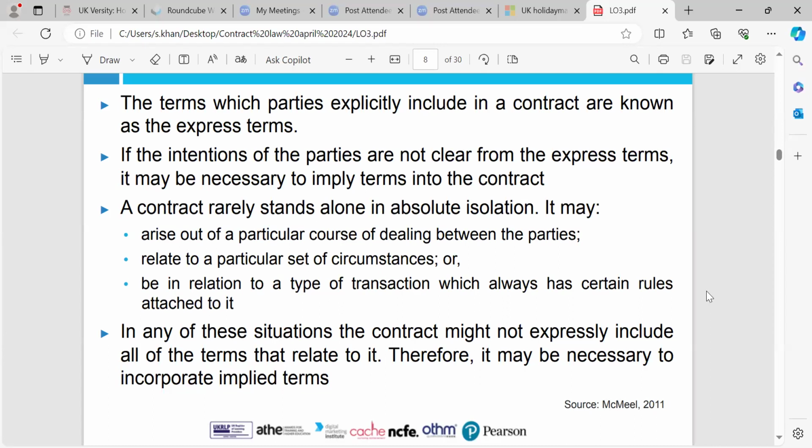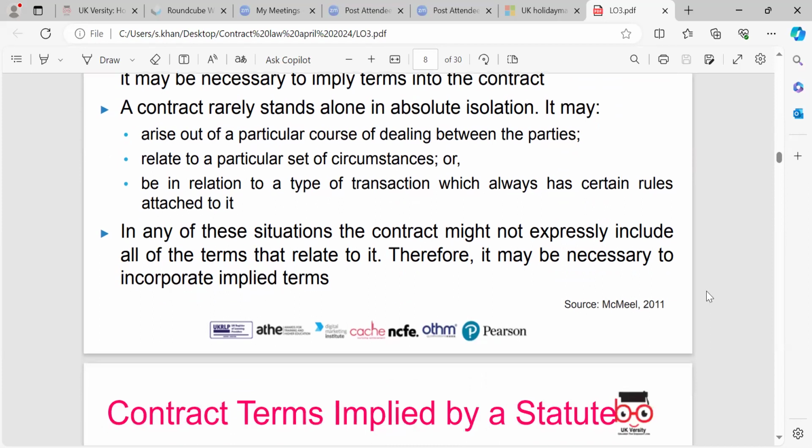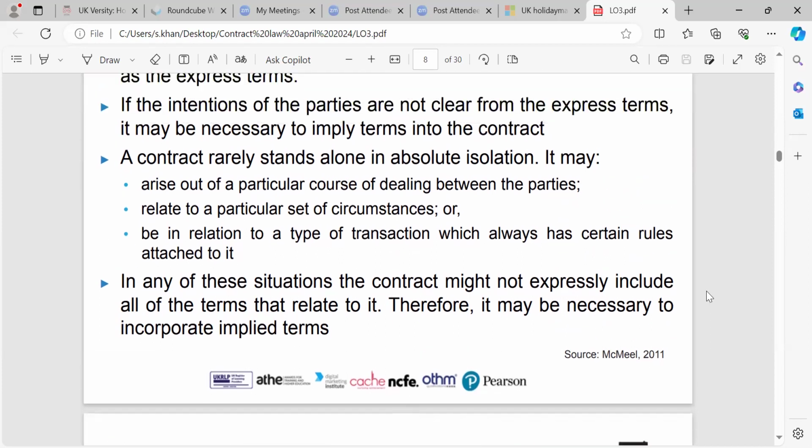It may arise out of a particular course of dealing between the parties. It may relate to a particular set of circumstances or be in relation to a type of transaction which always has certain rules attached to it. In any of these situations, a contract might not expressly include all of the terms that relate to it. Therefore, it may be necessary to incorporate implied terms.